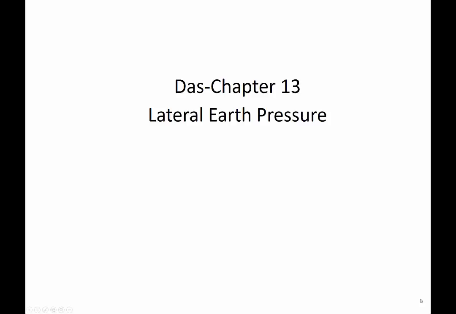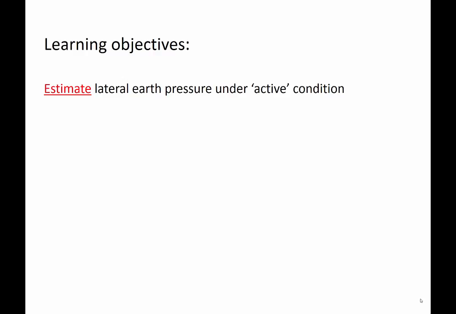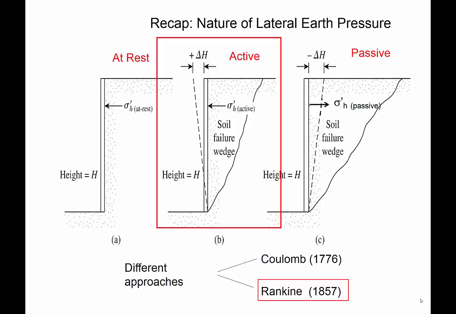In this lecture, we are going to talk about lateral earth pressure in active condition. So our aim is to estimate the lateral earth pressure under active condition on the back of the wall. The other day we have seen there are three types of pressures. One is at rest, the second one is active, and the third one is passive. In active condition, the backfill soil tries to push the wall away from the soil, as shown in the figure.